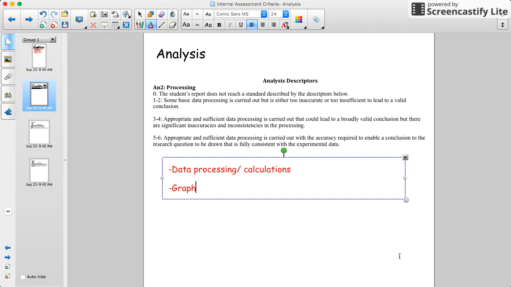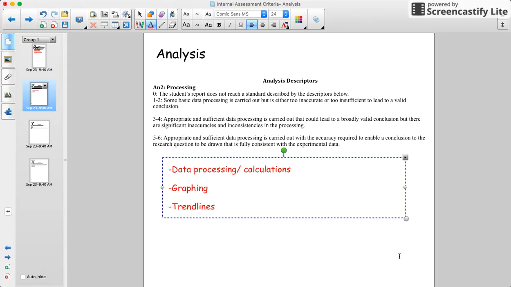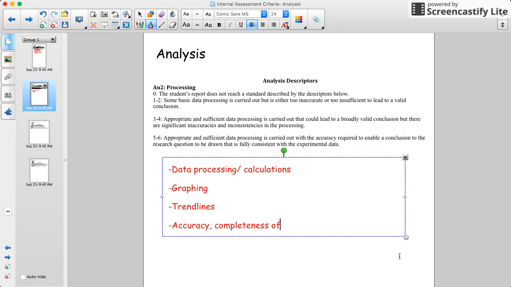calculations. Also, any graphing that you've done, which includes adding trend lines to graphs. And this is where you're really going to get graded on the accuracy and the completeness of these things: calculations, graphs, trend lines, things like that. So it's got to be carried out with accuracy. If you make mistakes, then you're going to get knocked down.